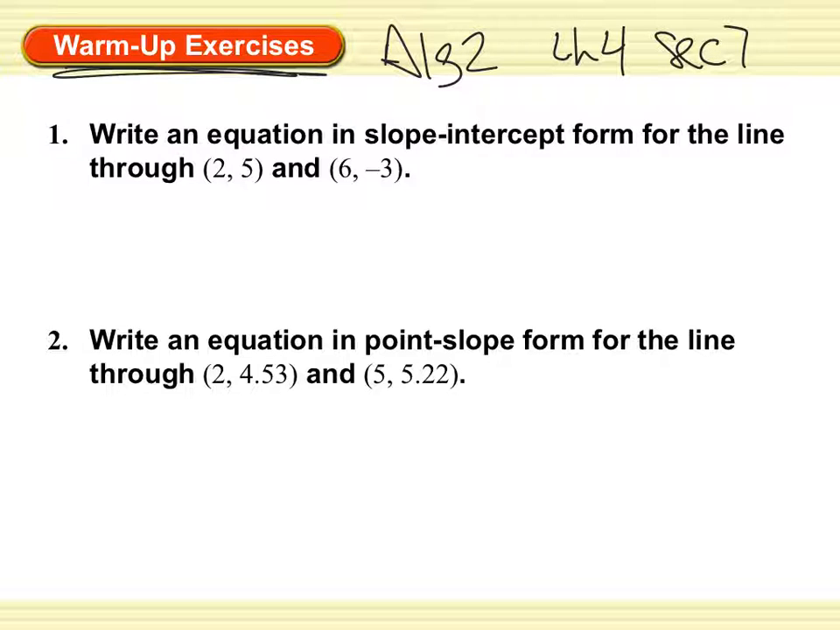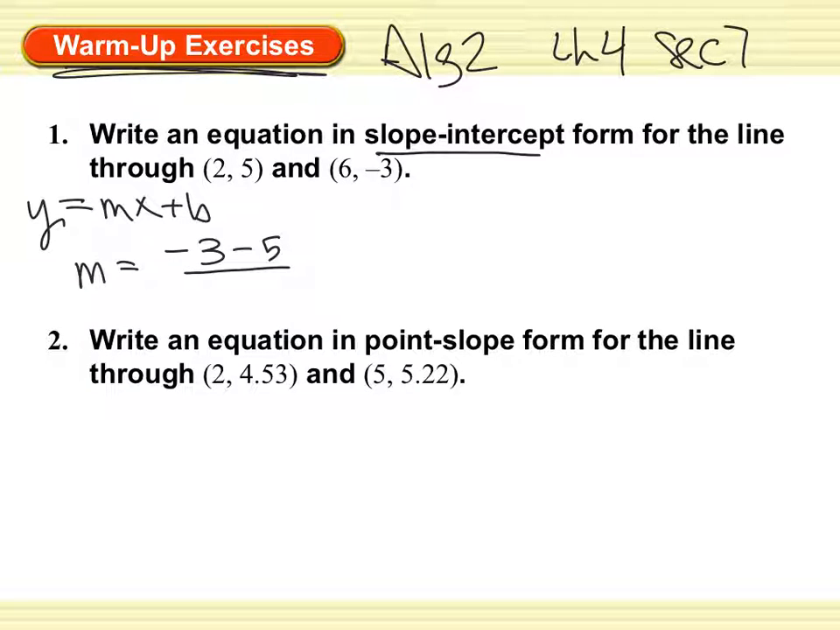Write an equation in slope-intercept form for the line through (2, 5) and (6, -3). This is an Algebra 1 skill. Slope-intercept form. Okay, y equals mx plus b. m is the slope. m is change in y, so subtract the y's over change in x. So I have negative 8 over 6 minus 2, which is 4, so negative 2. So that gives us y equals negative 2x plus b.